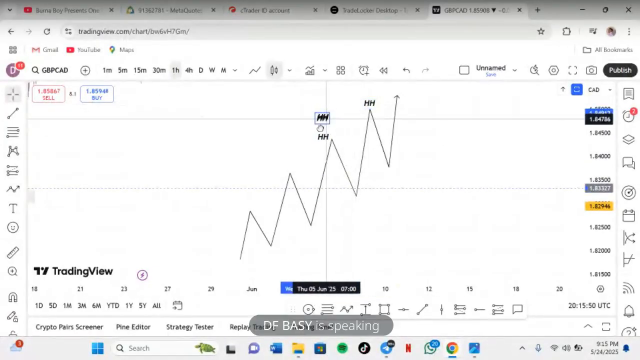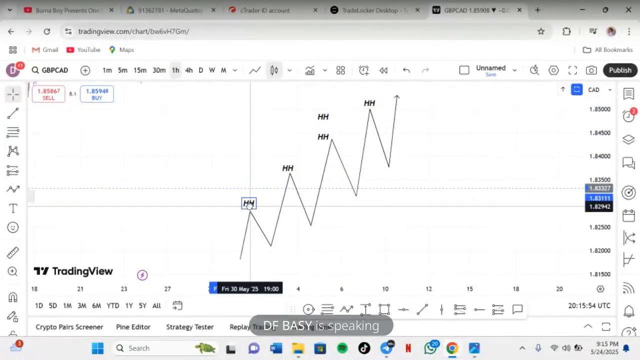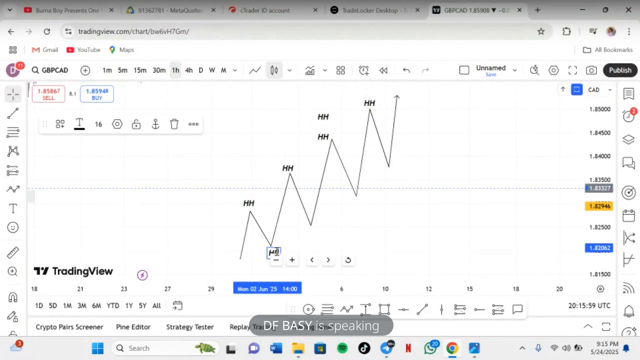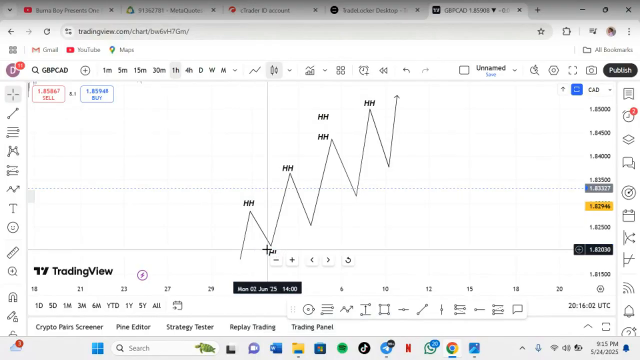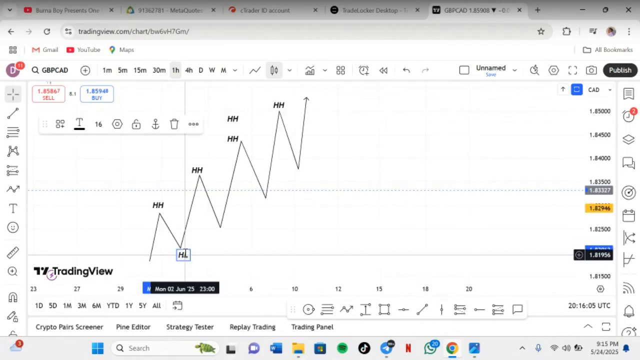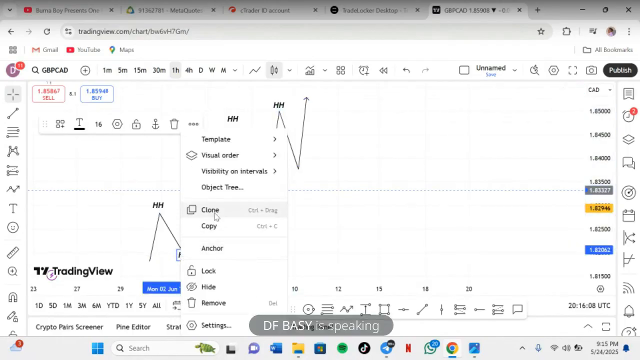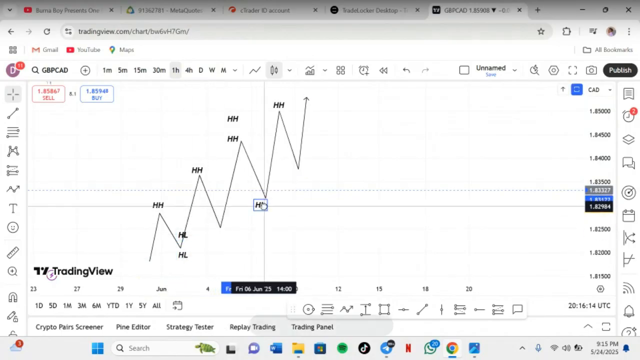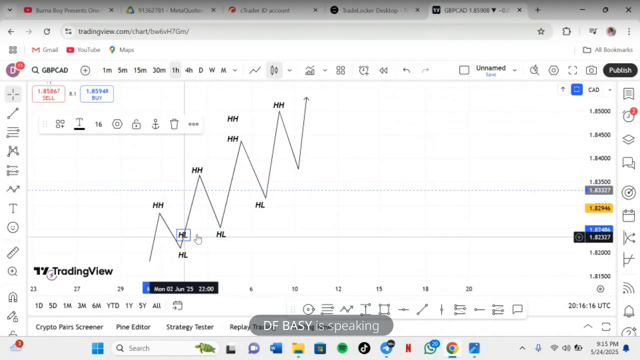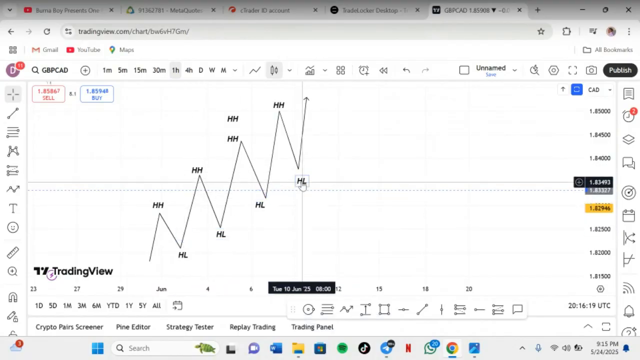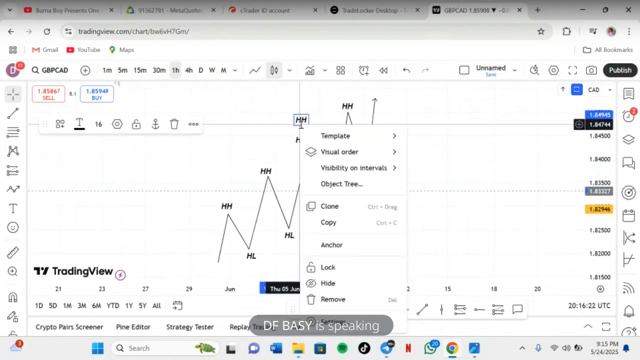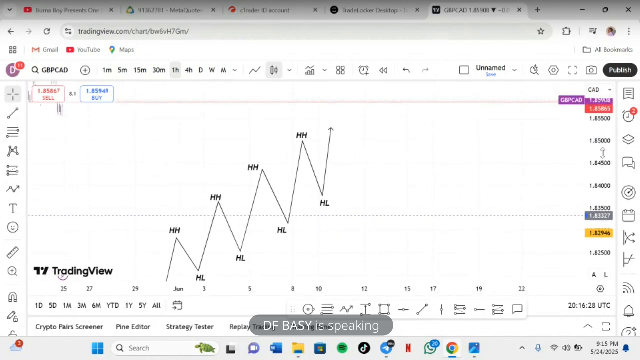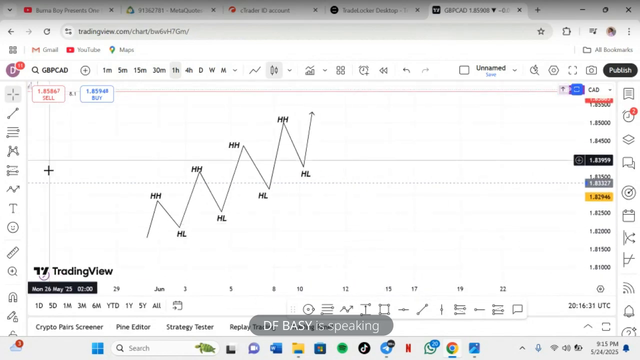Higher high, higher high, and this is a higher low, higher low, higher low, right? So this is what you expect to see in the market. When the market is moving up, when you're talking about a bullish market, you should be expecting this.